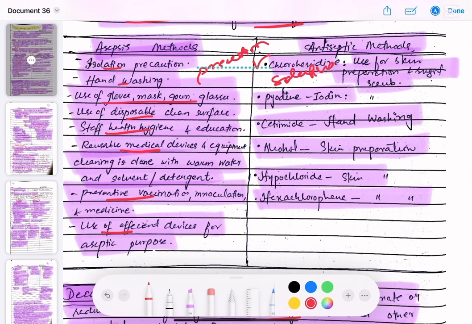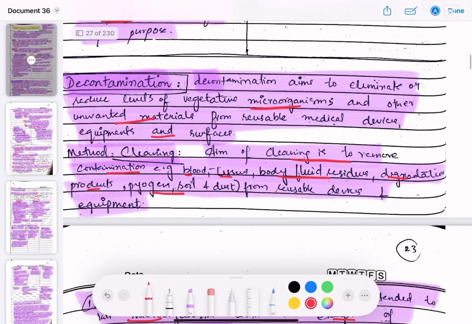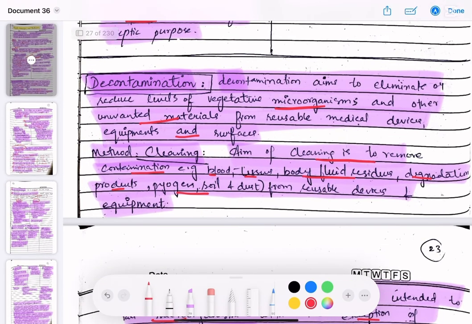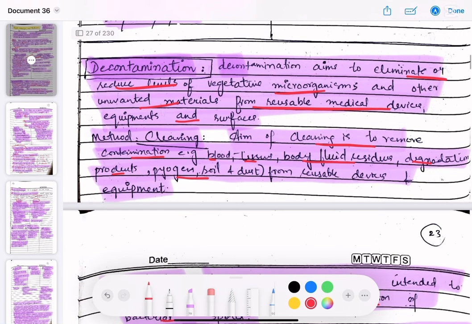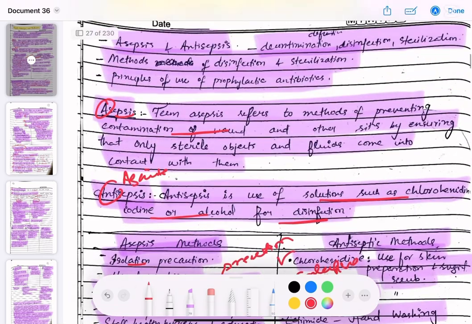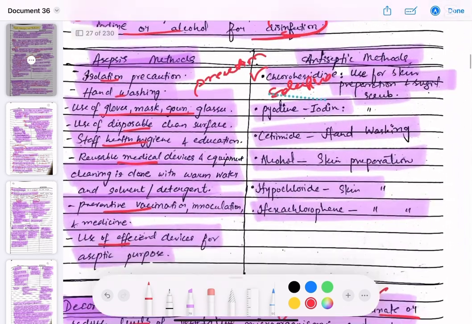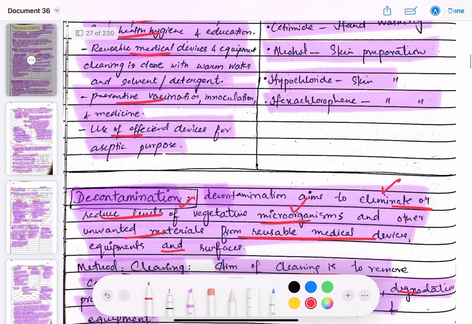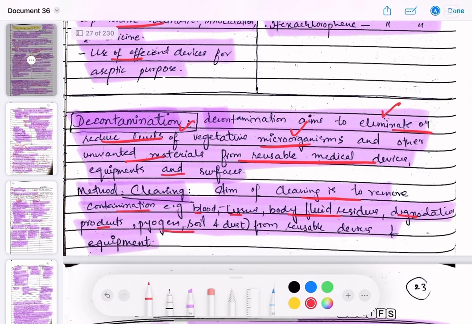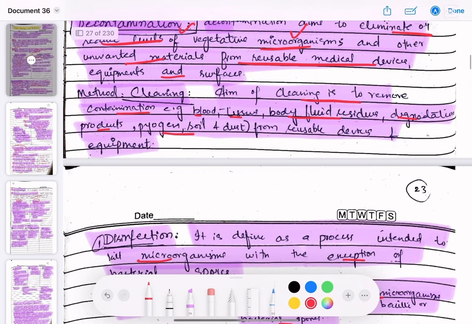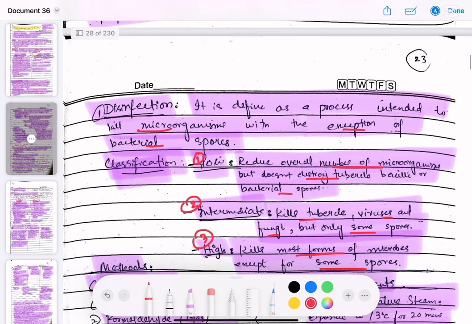Then we have decontamination. Decontamination aims to eliminate or reduce levels of vegetative microorganisms and unwanted materials from reusable medical devices, equipment, and surfaces. Okay, what was antisepsis? It was the use of solutions to prevent infection. Now, what is disinfection? Decontamination aims to eliminate or reduce the levels of vegetative microorganisms, and the aim of cleaning is to remove contamination. Then we have disinfection, a process intended to kill microorganisms with the exception of bacterial spores. Only microorganisms are killed.